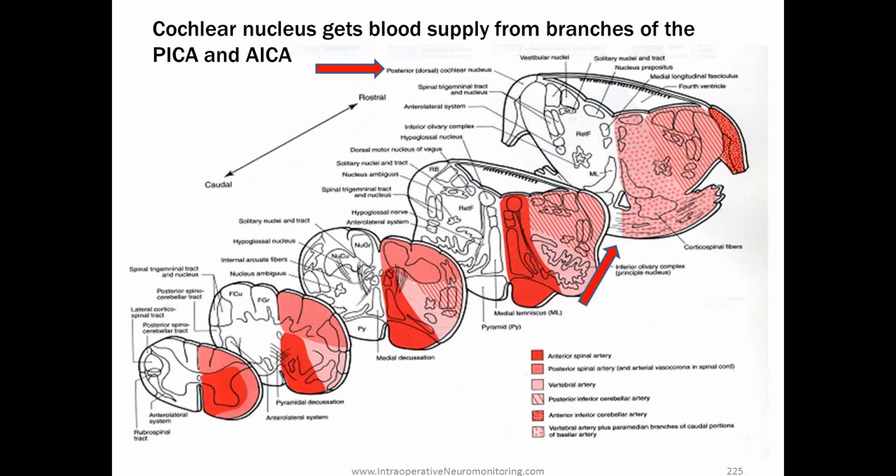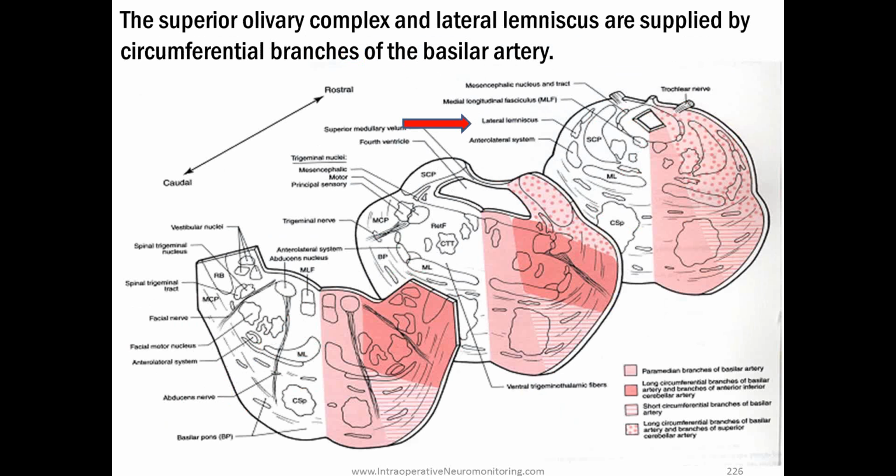Here we have slides or slices of spinal cord and brainstem showing different vasculature supplies to different areas. So the cochlear nucleus gets blood supply from the branches of the PICA and AICA, which we see over in this area here. The superior olivary complex and the lateral lemniscus are supplied by the circumferential branches of the basilar artery. So now that we are looking at the blood supply and the nuclei that it supplies to, we should try to relate that to the wave that is generated in that area.